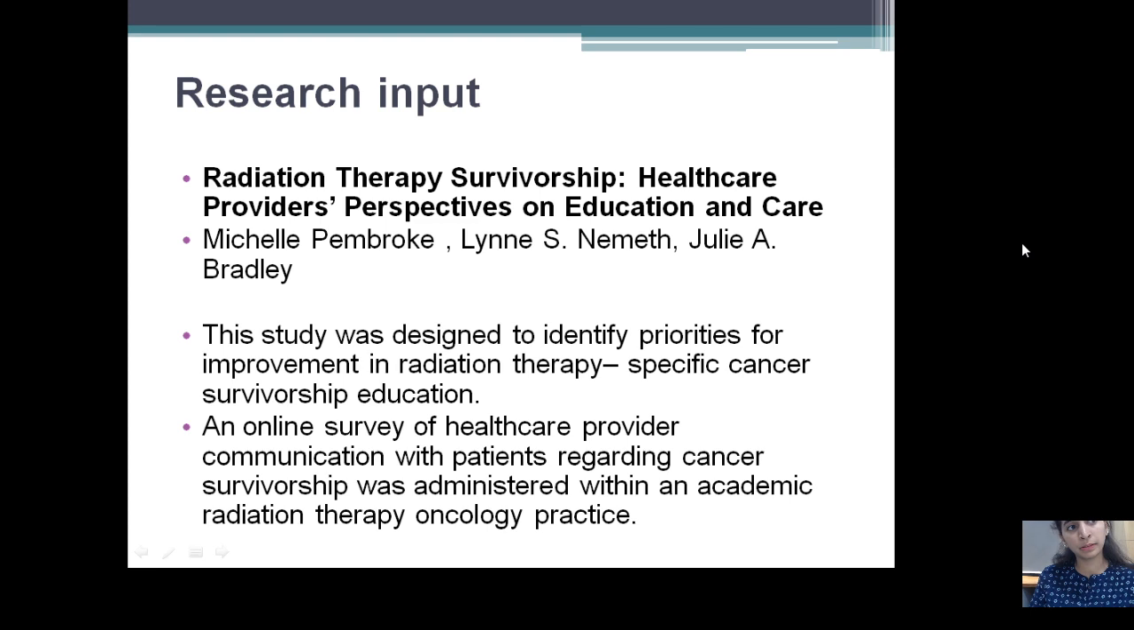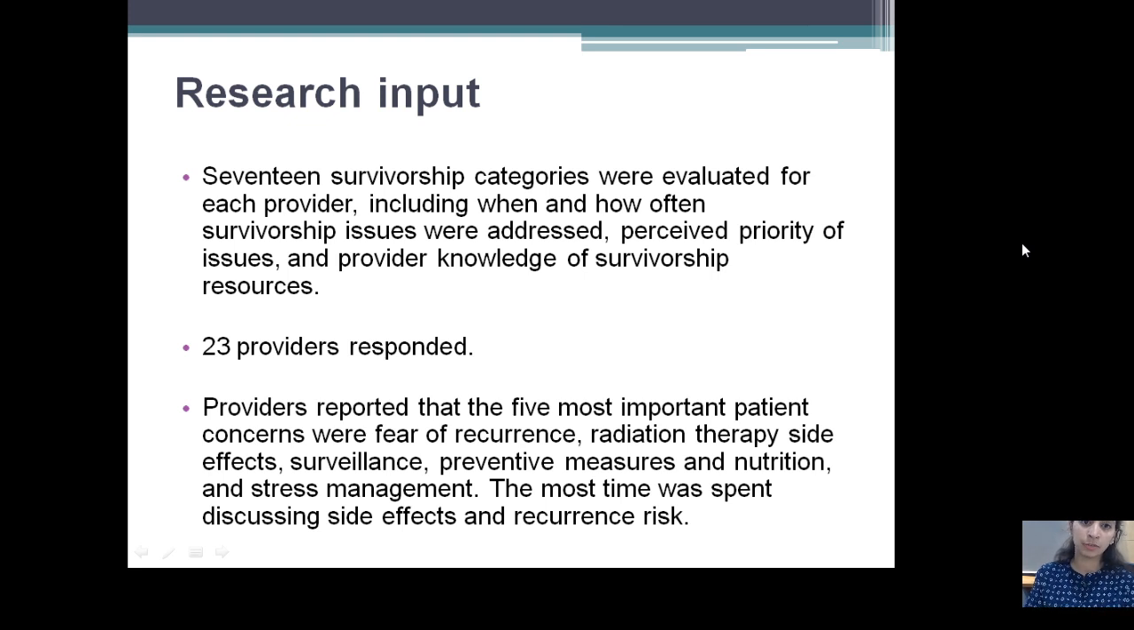There is research input regarding radiation therapy survivorship: healthcare providers' perspective on health education and care. This study was designed to identify priorities for improvement in radiation therapy, specific to cancer survivorship education. An online survey of healthcare provider communication with patients regarding survivorship was administered with an academic radiation therapy oncology practice. 17 survivorship categories were evaluated for each provider, including when and how often the survivorship issues were addressed, perceived priority of the issues, and provider knowledge of survivorship resources.